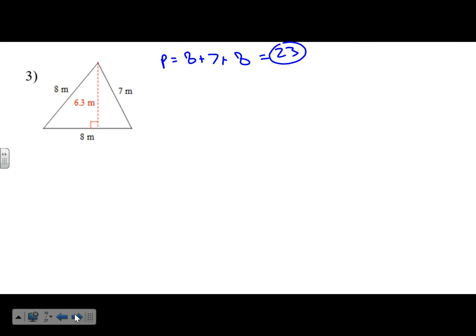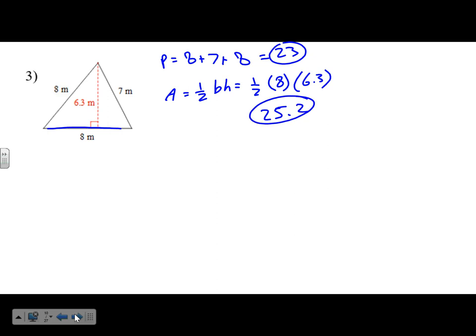And the area is 1/2 base times height. There's a couple other ways to write that, but I would say the base is 8, and the height is 6.3, it looks. So for the 1/2, I just put in 0.5 in my calculator. I think that's easier. That gives me 25.2. Again, technically that would be meters squared, but I'm not going to worry about that.